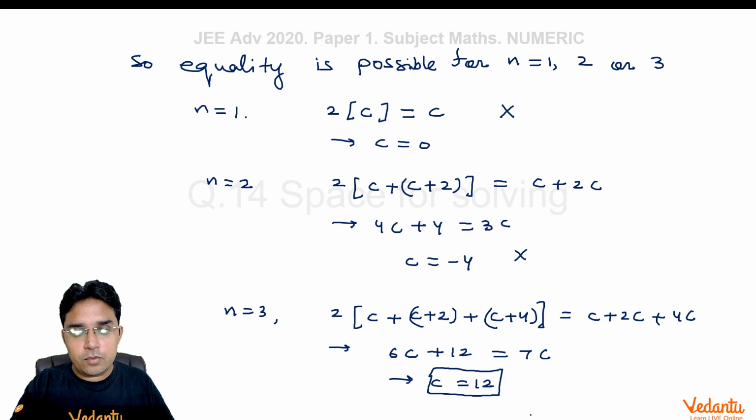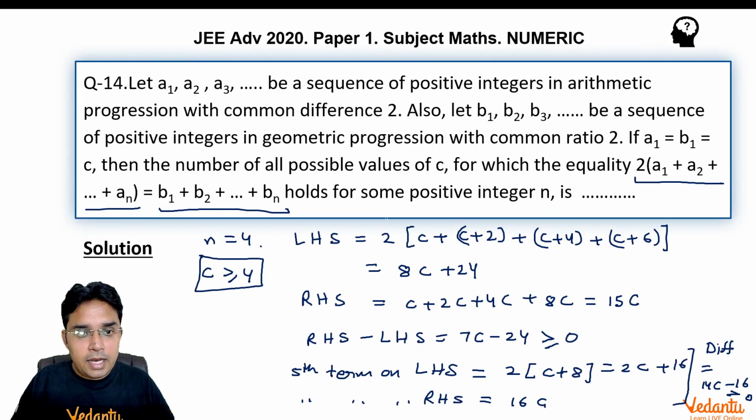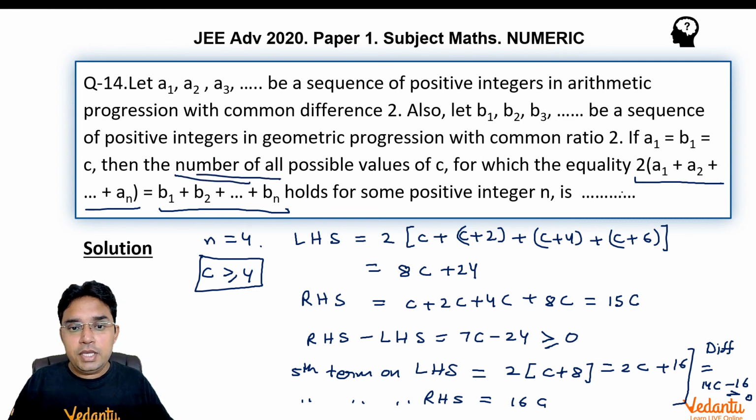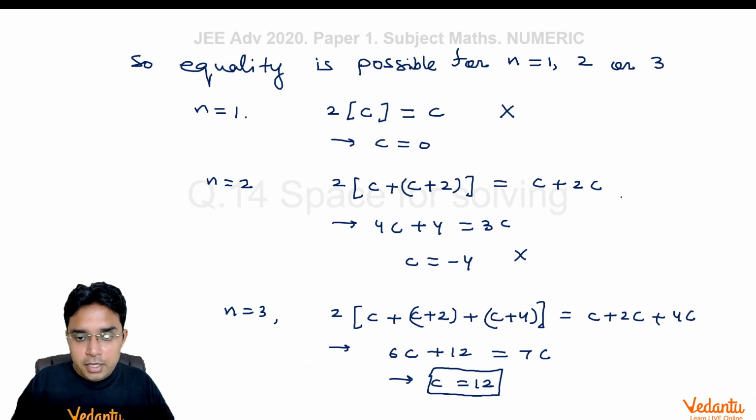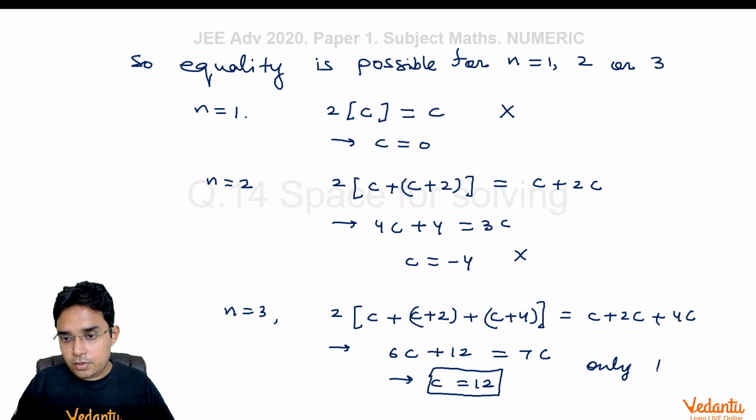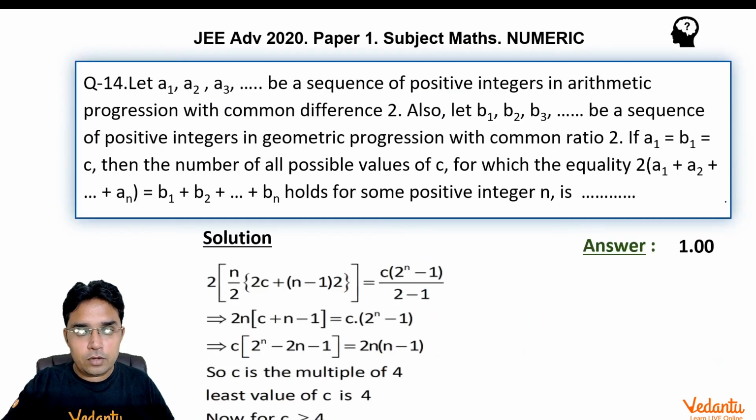So what was our question? Let us see. It is asking for the number of all possible values of c. They are asking the number of all possible values of c for which this equality holds. So we can see there is only one value of c. Only one value of c. So the answer should be 1. Let us see what answer was given. Yeah, the answer is 1 only.